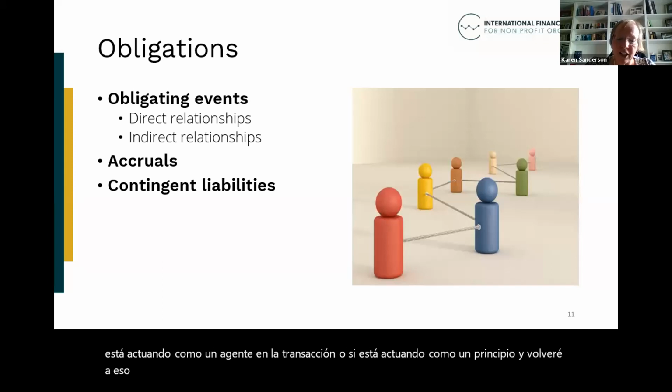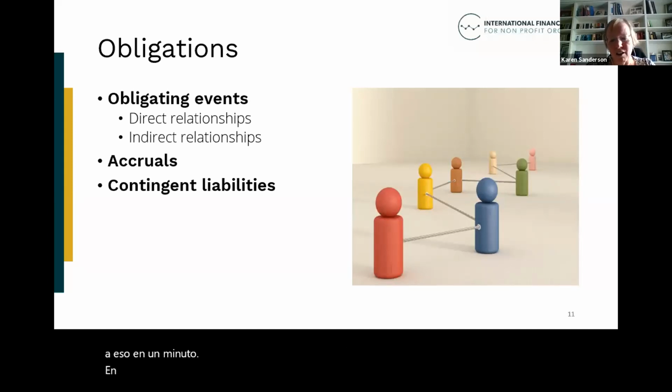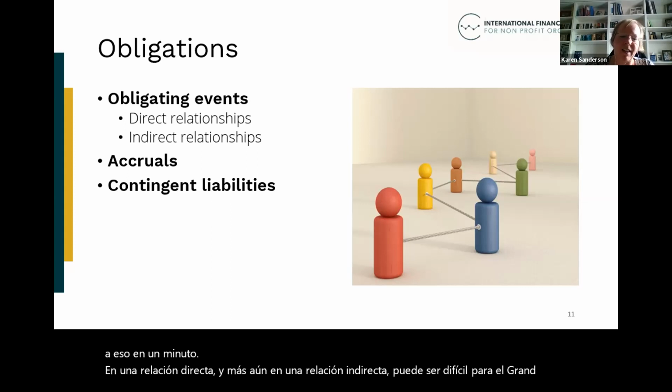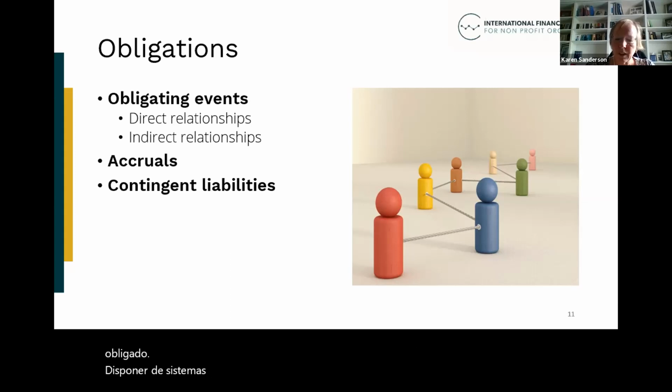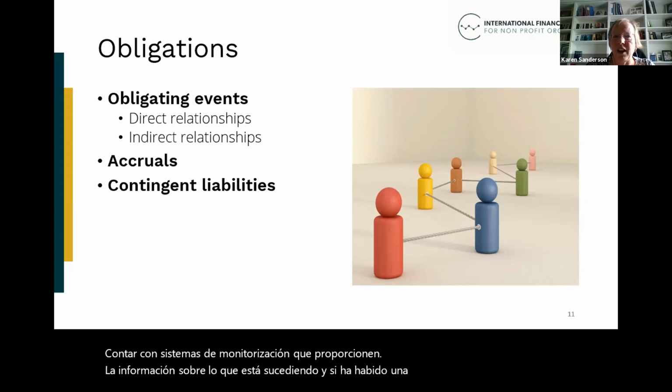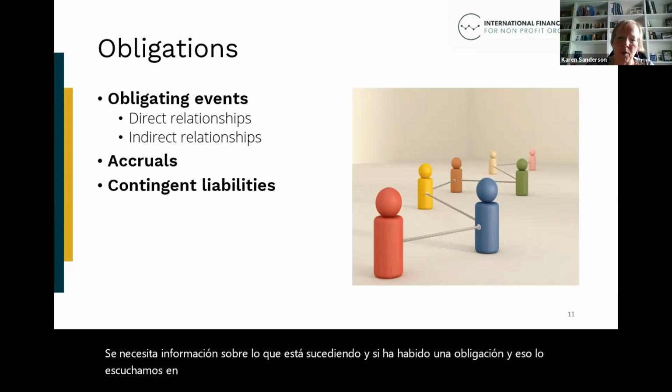In a direct relationship, and even more so in an indirect relationship, it might be difficult for the grantor to know that relevant conditions have been met and therefore that there is an obligating event. Having monitoring systems that provide information about what is happening and whether there has been an obligating event is needed. And we heard that in the video that Stephen Ball provided for us, where there were steps that were needed to take to be able to determine that.